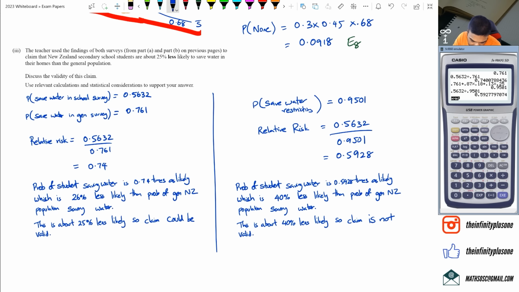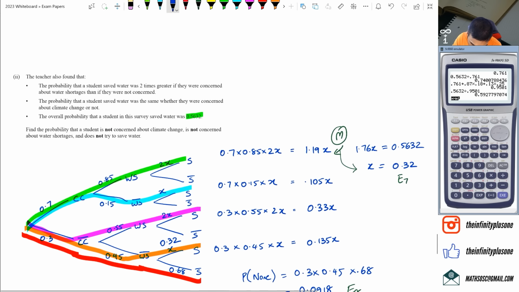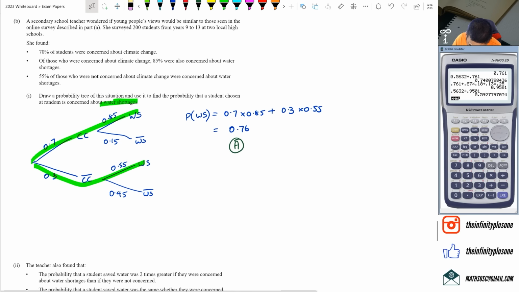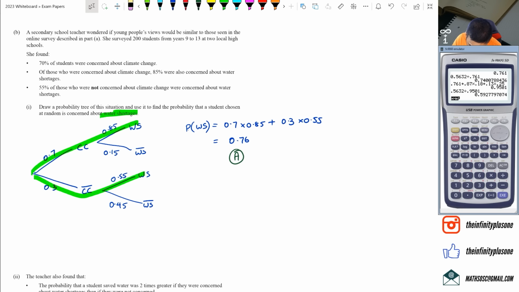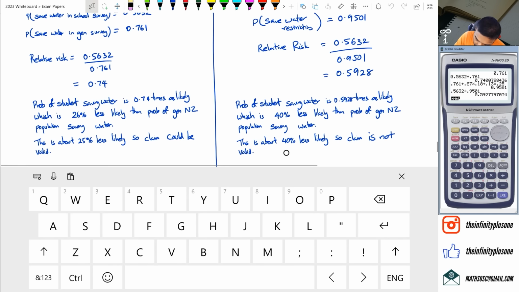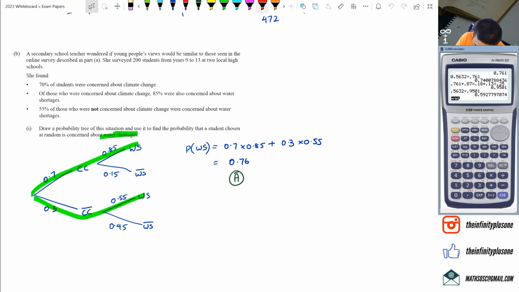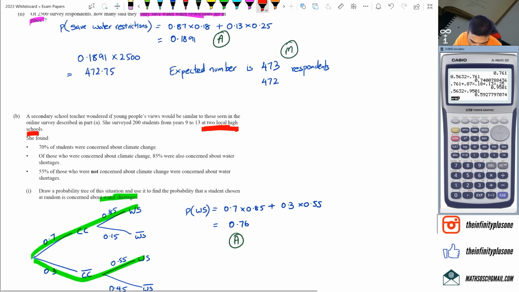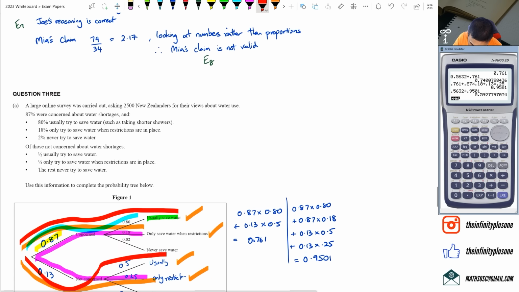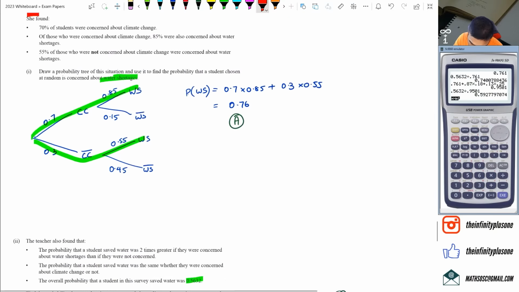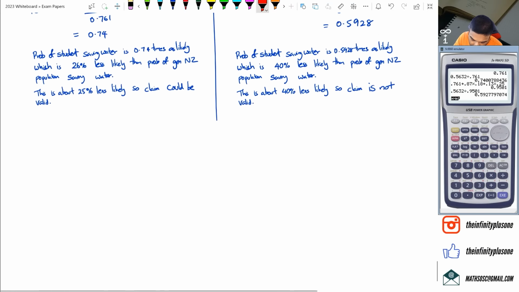If you look at the second survey, the teacher found, so where was this? This was a bit important here. This second survey was actually from 2 local high schools, while the first survey asked 25,000 New Zealanders, and that was actually done online. So those are a couple of things to consider, right?